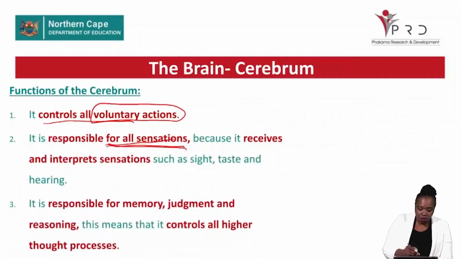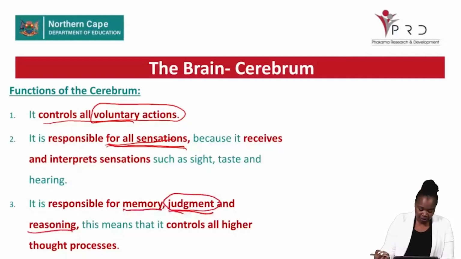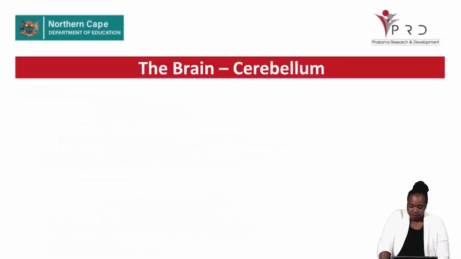Right. Okay. It is also responsible for memory, judgment, and reasoning. So for a person to be able to remember certain things, the cerebrum needs to be working, right? When a person needs to make a judgment on certain situations, also the cerebrum needs to be functioning. And when they reason as well, that is the functioning of the cerebrum, right? And lastly, it controls high thought processes, right? So when you think about something that is of high thought, it is the functioning of the cerebrum.